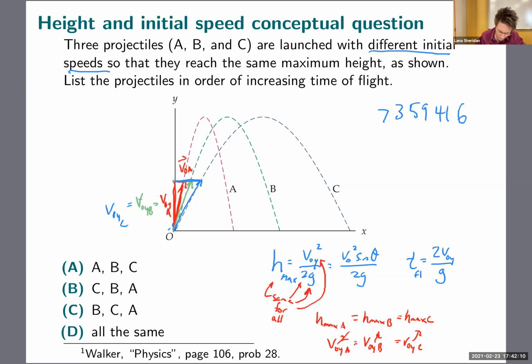Now let's look over at the time of flight formula, because we know now that the Y component is the same for all. Well, g is the same for all, 2 is the same for all. So the time of flight is going to be equal for all of them. Now, this was not a popular choice. Some people did pick it. Congratulations to those 4 people, but it was only 4 people. So, good for you if you got it, but it was not most of the class.